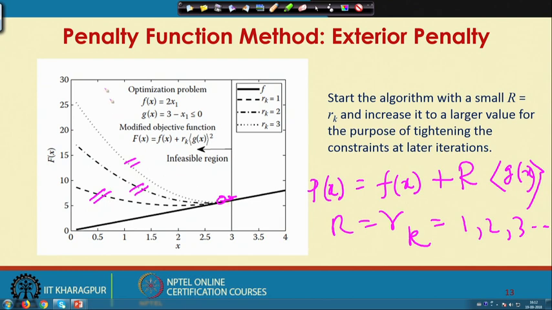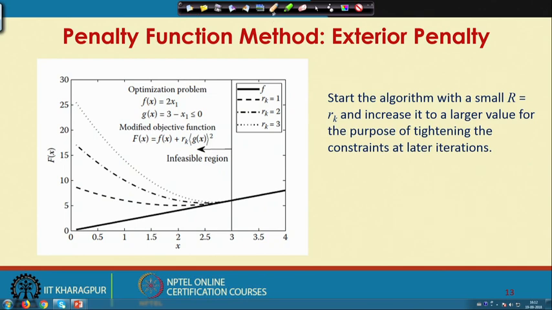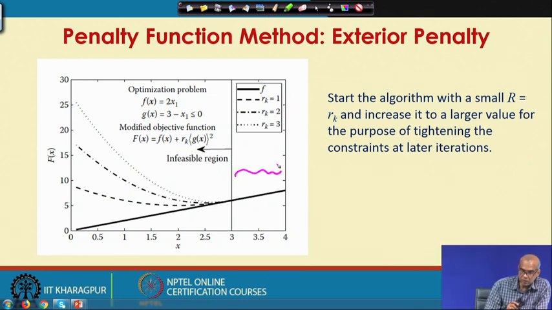So, this part is infeasible, this is the feasible part and this is the infeasible region. So, as you approach the optimum, you always remain in the infeasible region; you approach the optimum from within the infeasible region.